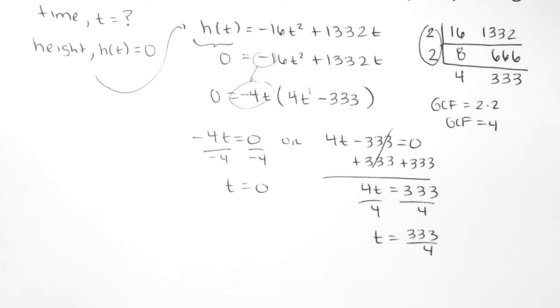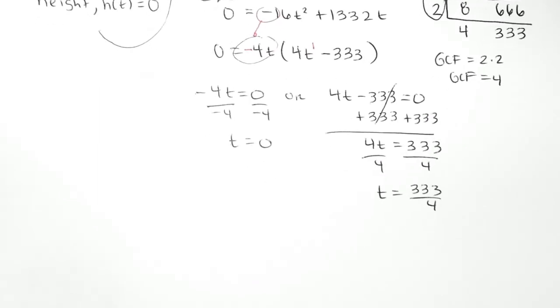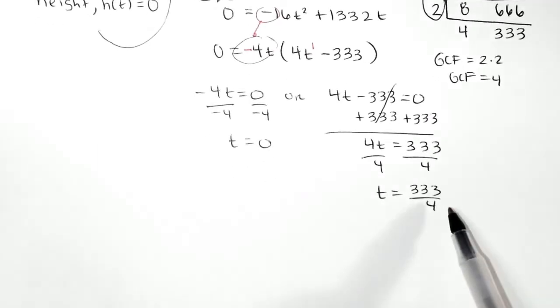If I asked you on the street, how long is it going to take for the object to hit the ground? And you say, it's going to take me 333/4 of a second, I'll be like, whoa, why don't you talk to me in English? So don't leave your answer as an improper fraction for word problems. You have options. Option 1, write it as a mixed number, or option 2, write it in decimal form.